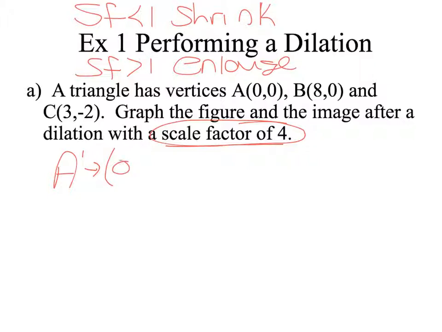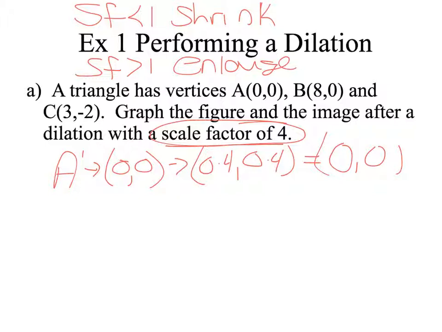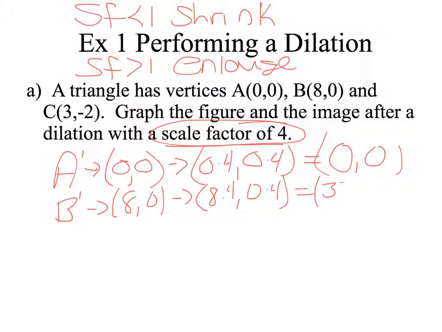We started with 0, 0. Our scale factor says to multiply everything by 4. So 0 times 4 and 0 times 4. And that's going to give us our new point of 0, 0. First one didn't change at all, but you'll see as we go through the others how this will change. So for B prime, we started with 8, 0. We're going to increase by that scale factor of 4. So 8 times 4 and 0 times 4. Both x and y multiply. And we're going to get the new point 32, 0.